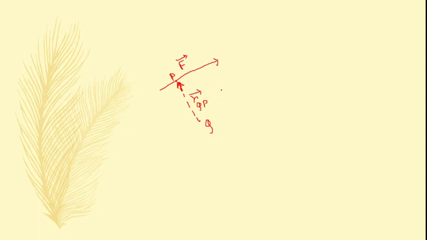or otherwise we can write R P slash Q. Okay, then what is the moment about Q? M Q is equal to this R QP cross F vector.